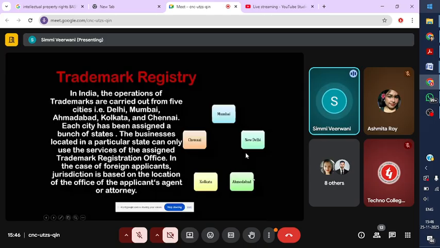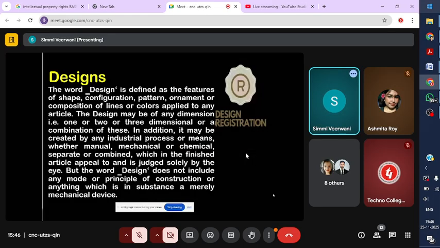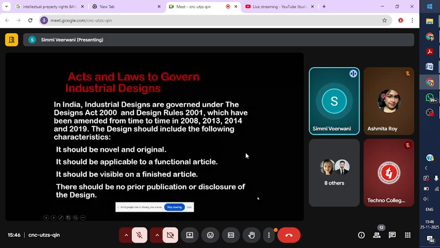Design does not include any mode or principle of construction or anything which is in substance a merely mechanical device. It is about the configuration and the pattern of the product, not any mechanical device. In India, industrial designs are governed under the Designs Act 2000 and Designs Rules 2001, which have been amended from time to time in 2008, 2013, 2014, and 2019.